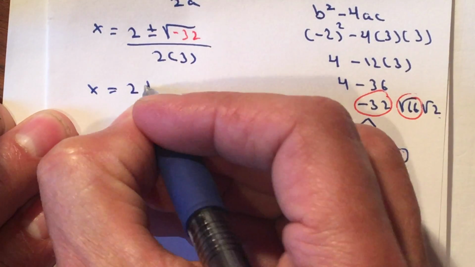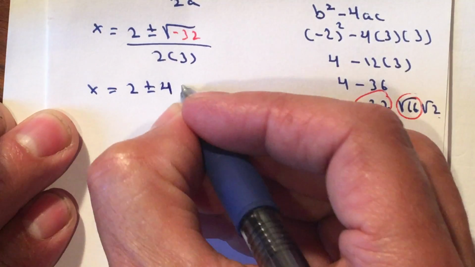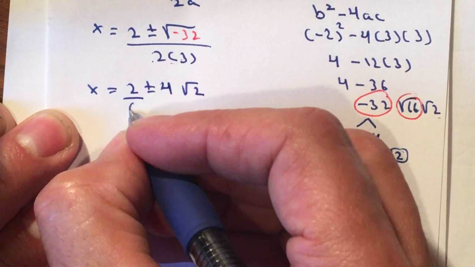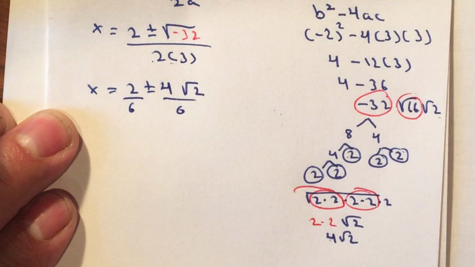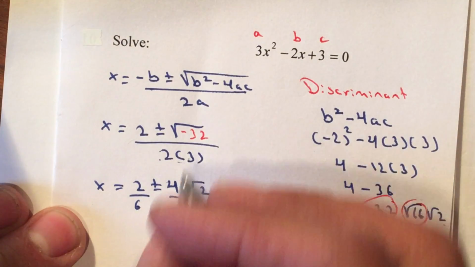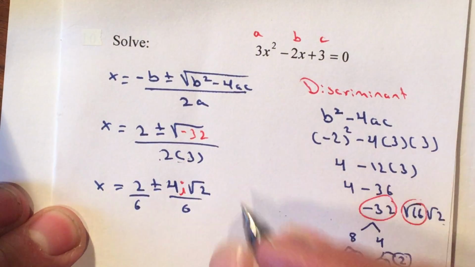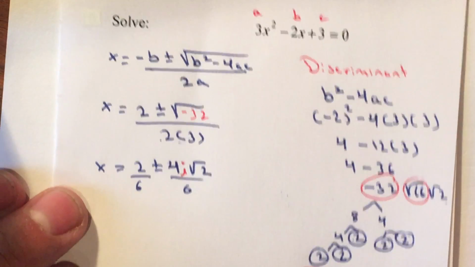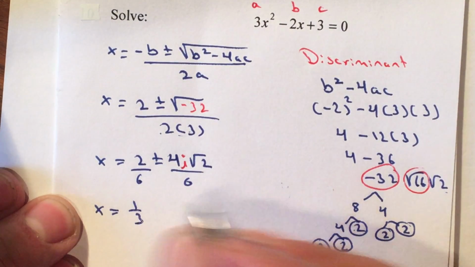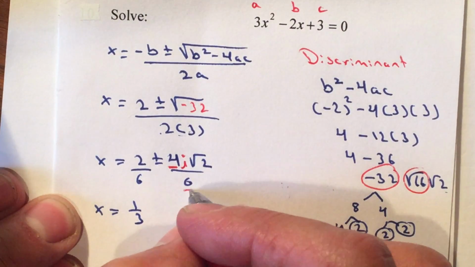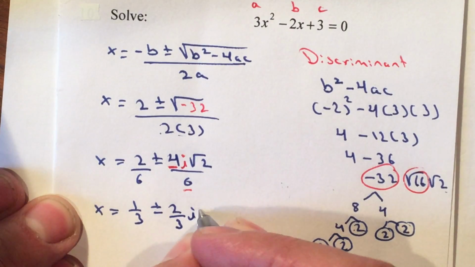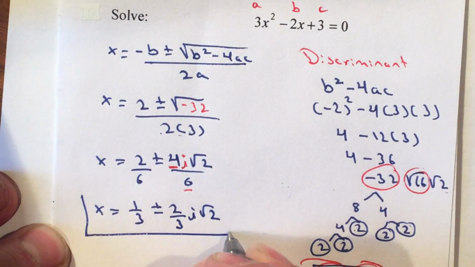x equals 2 plus or minus 4 square root of 2, and I'm going to separate my fraction. Divide by 2 times 3 is 6 and 6. And did you notice what I forgot? Remember that every time you have a negative inside the square root, it comes out as an i. And I just need to reduce my fraction. I can only simplify the outside numbers. Divide by 2 gives me 2 over 3 i square root of 2. And that'll be your answer.